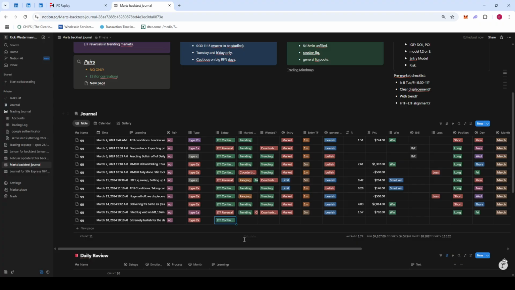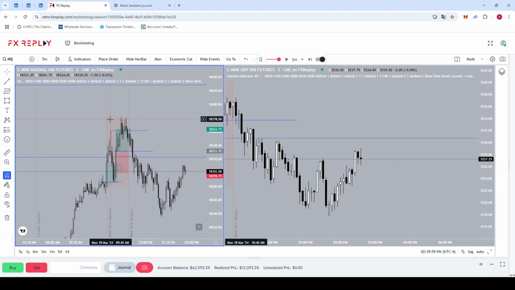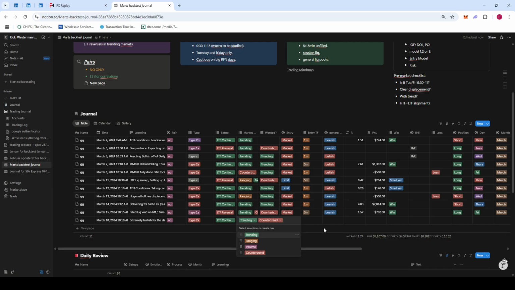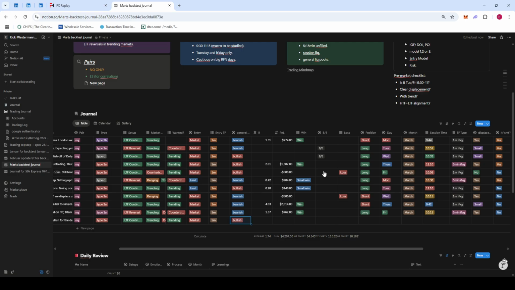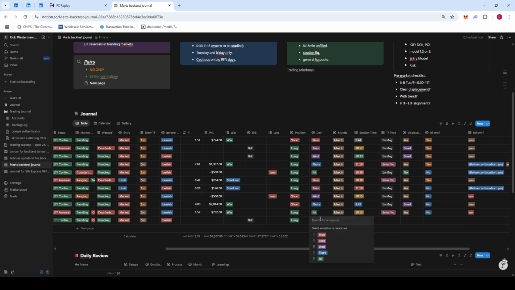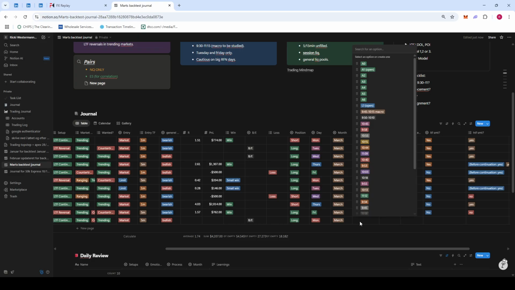So this is a low time frame continuation. The market is very trending, or some kind of counter trend now, and I wanted trending markets. My entry was market, and my entry time frame was 5 minute. So overall very bullish, and we go break even. Long position. It was a Monday. It is March, and the time for my trade is 10:10.